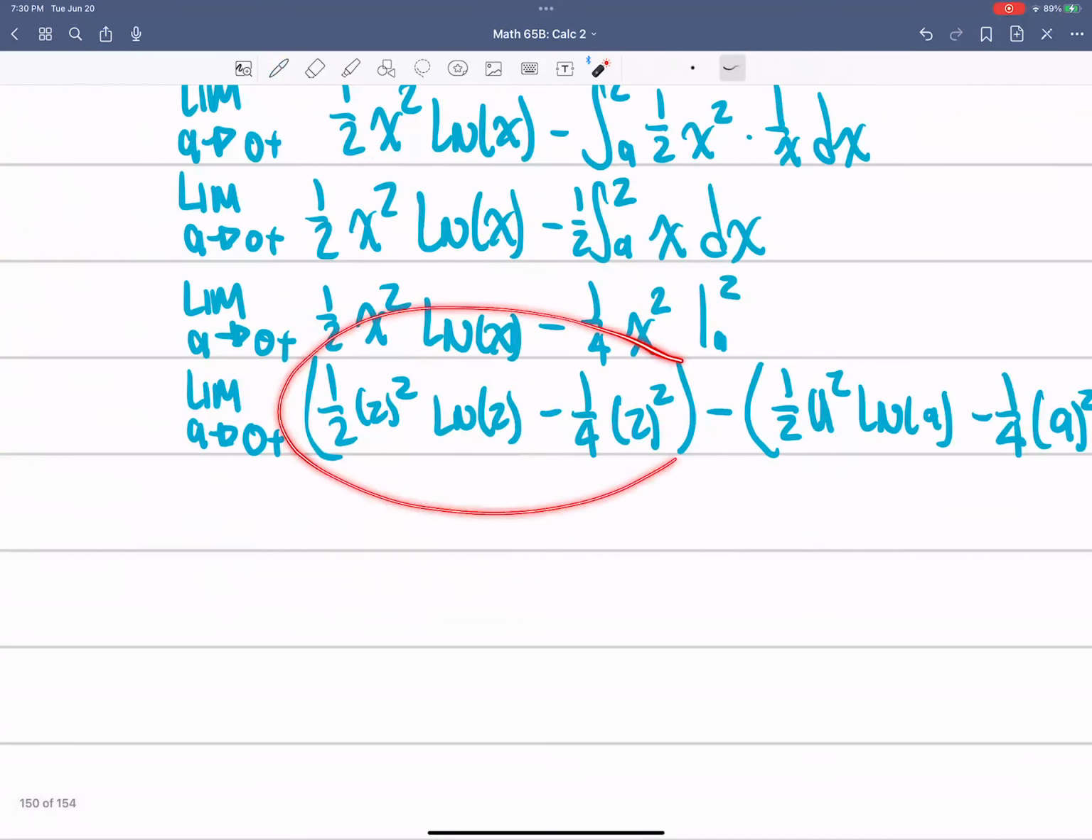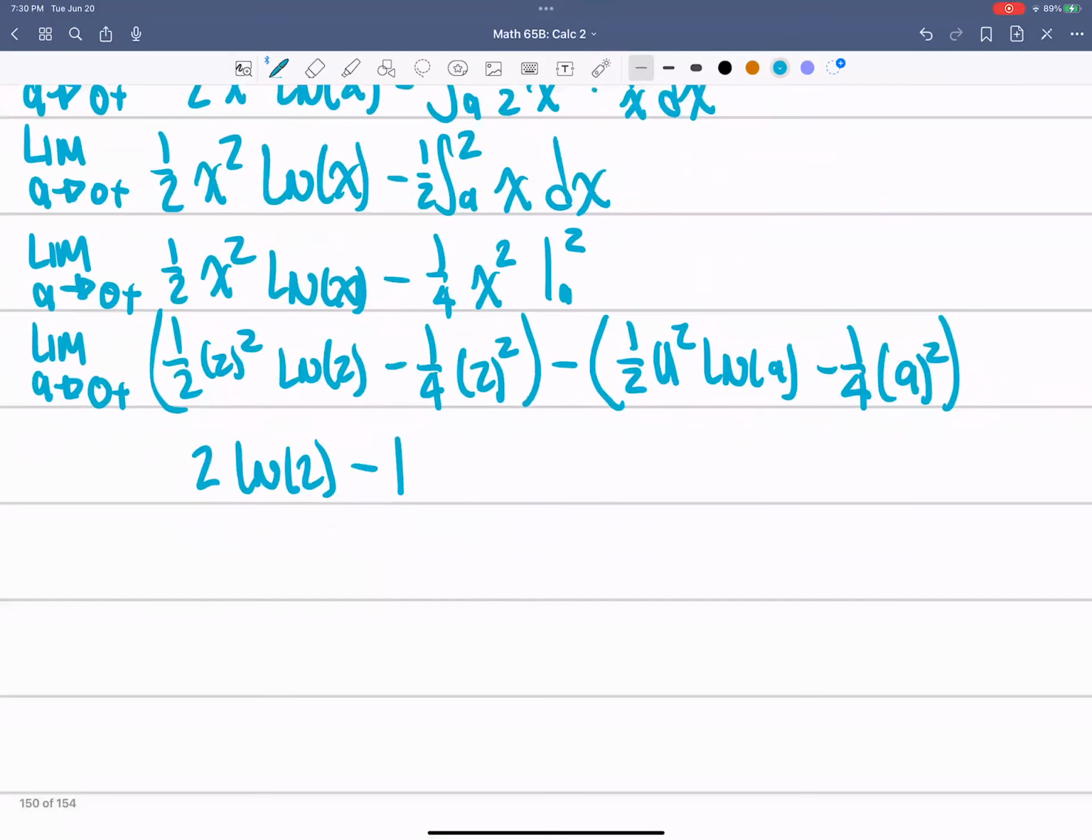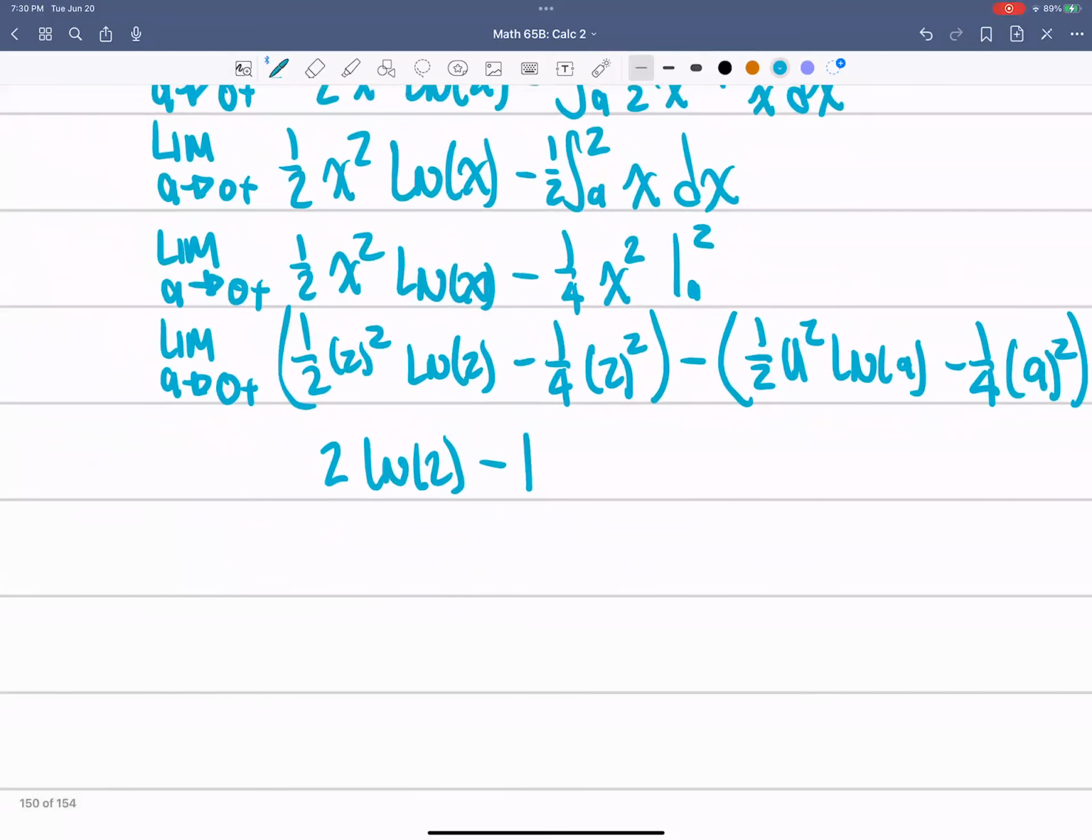So let's evaluate this part here. We have 2 squared divided by 2, which is going to be 2 times ln of 2, minus 2 squared is 4 divided by 4, which is just 1. And there we go. Yep, there we go. That's our solution.